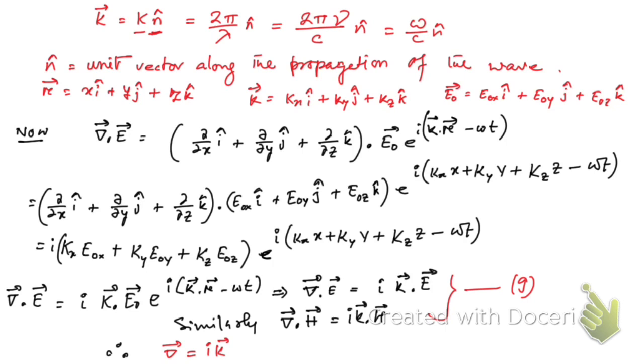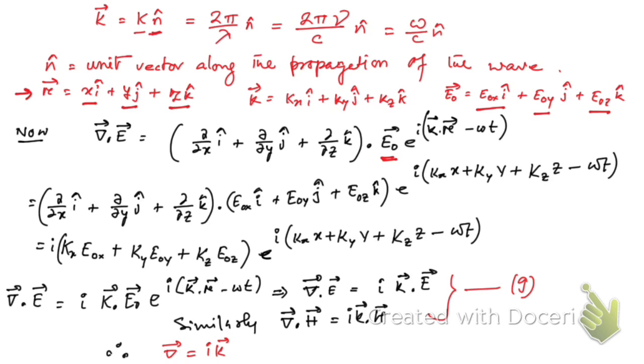And the vector r that we have used in this solution of the wave is nothing but x i cap, y j cap, z k cap. This E naught also must have 3 components: E naught x, E naught y, E naught z, right? And similarly this k vector also has 3 components: kx, ky, kz. So in vector form I can write kx i cap, ky j cap and kz k cap. Hope you have understood this.